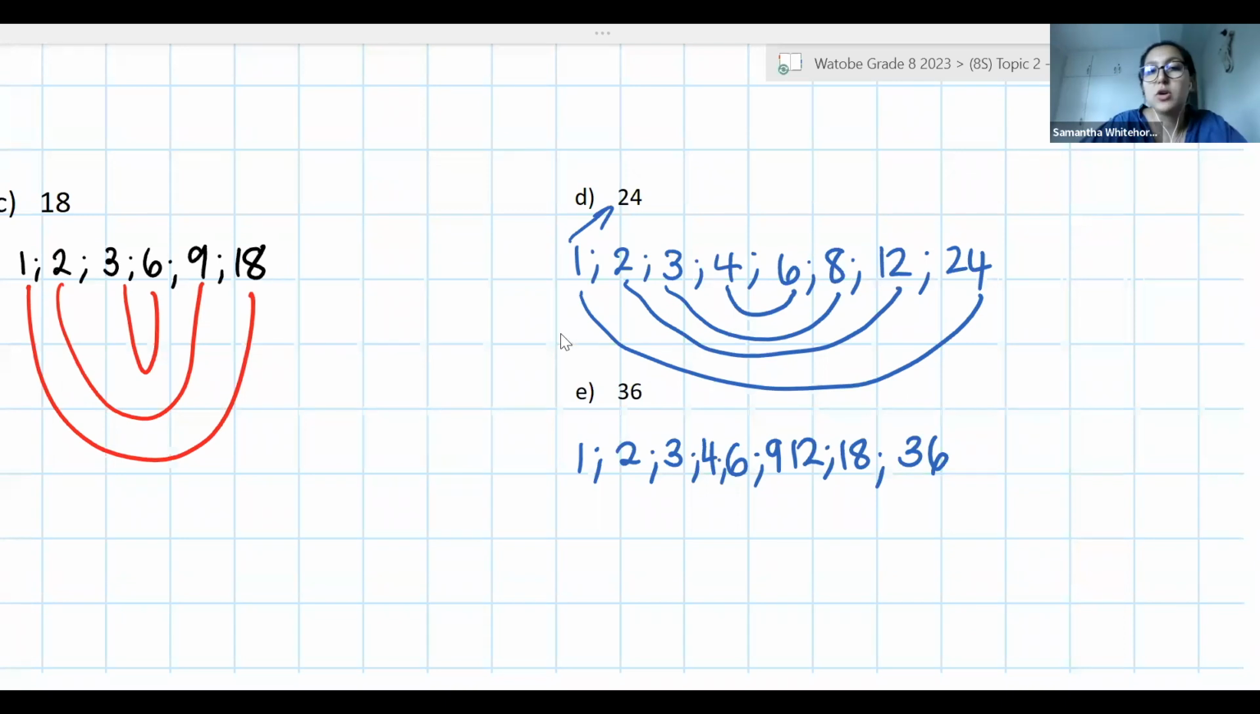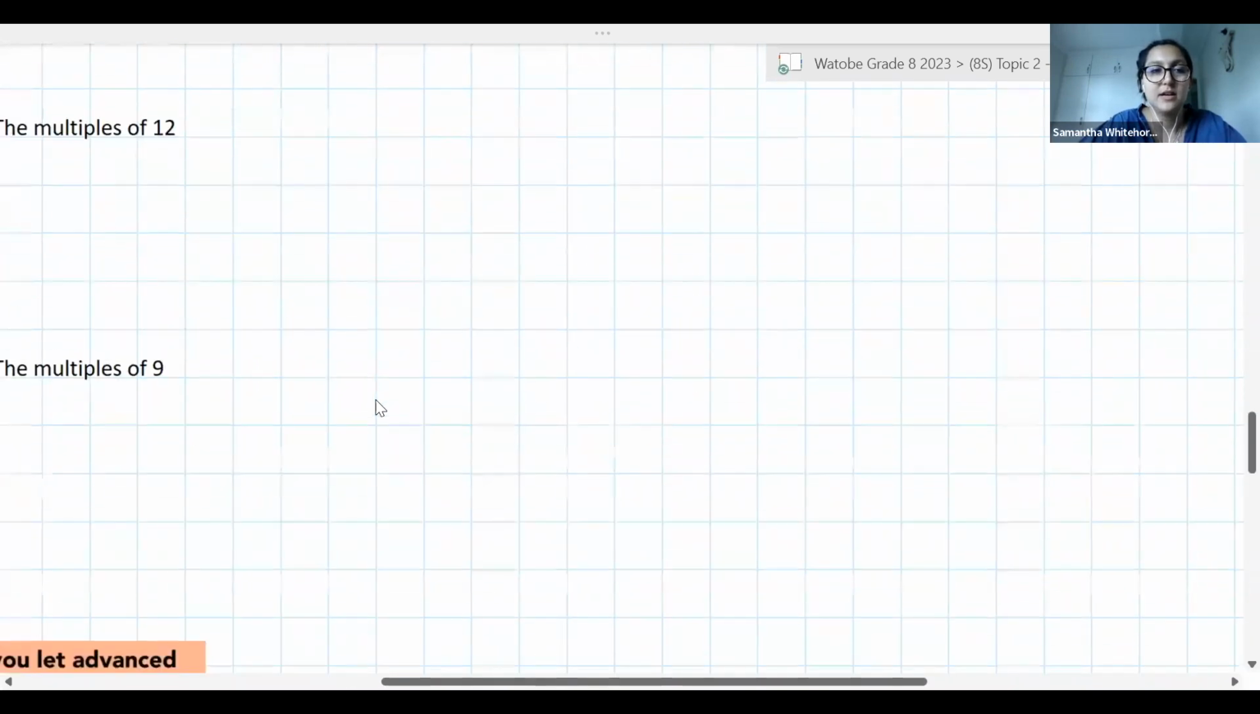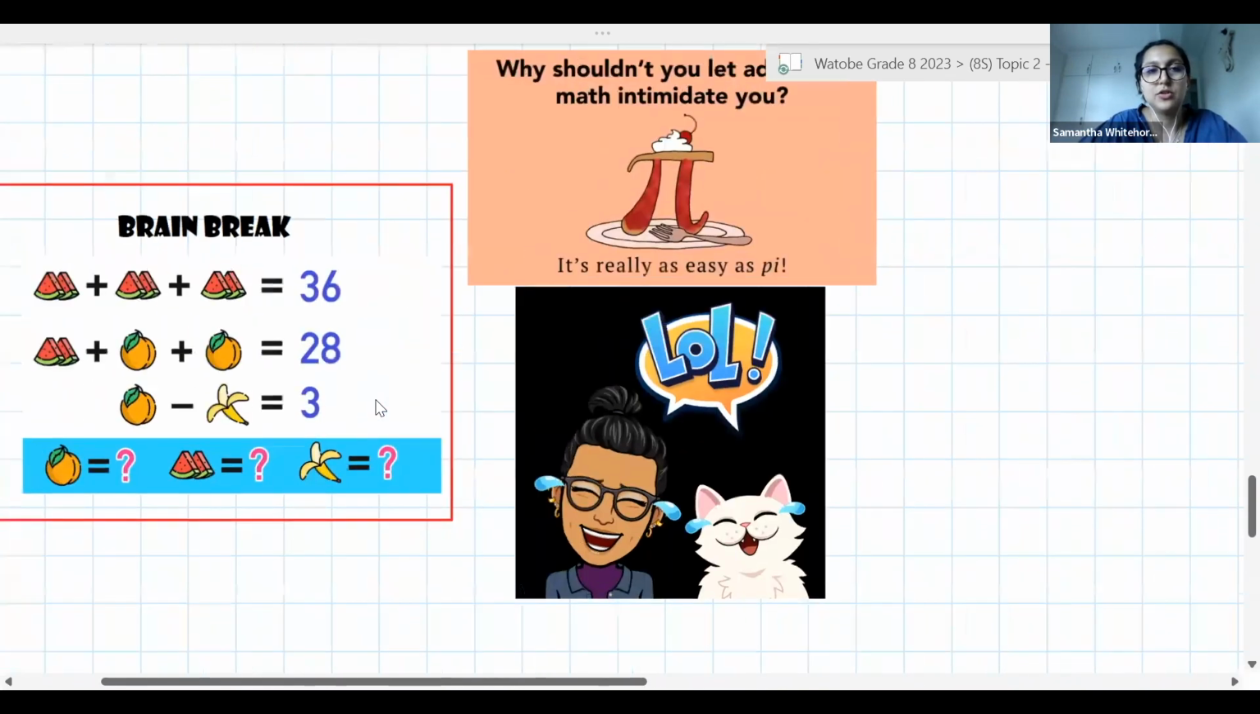Right, I'm assuming we've all got our screenshots. 3, 2, 1 if you don't. And we're going to take a little break. You guys have done so nicely. So you deserve a break.